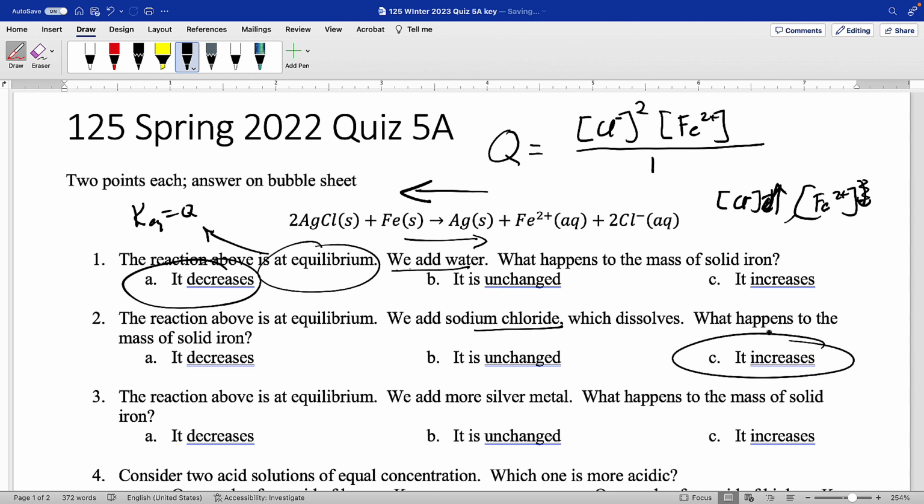Number 3, we're at equilibrium. We add some more silver metal. So we're adding this species here, and if we look, that does not appear in our Q expression because it's a solid. So whether we have a pound of silver or a ton of silver, it doesn't matter. It doesn't affect the equilibrium.